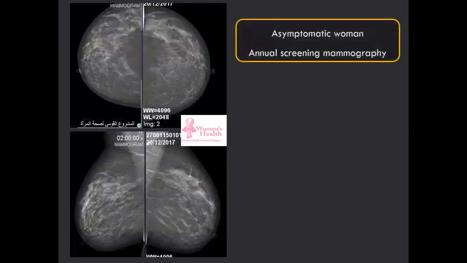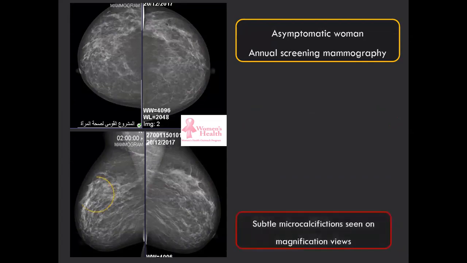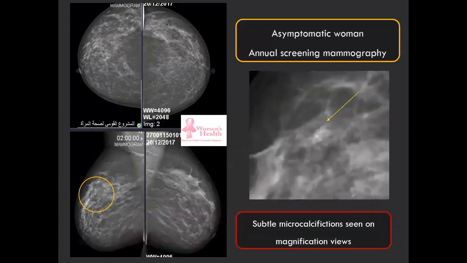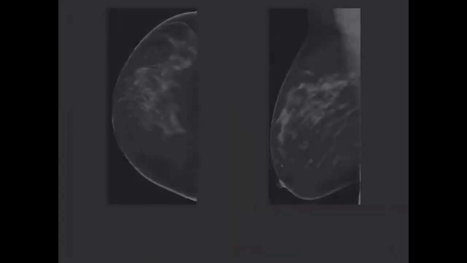This is an asymptomatic woman coming for her annual screening mammogram. There were subtle microcalcifications that were hardly seen in the right breast, mainly on the magnified image, as you see here, but they were very difficult to characterize.